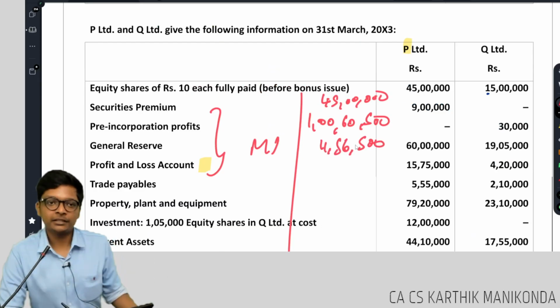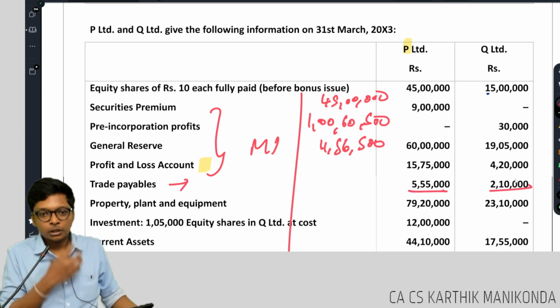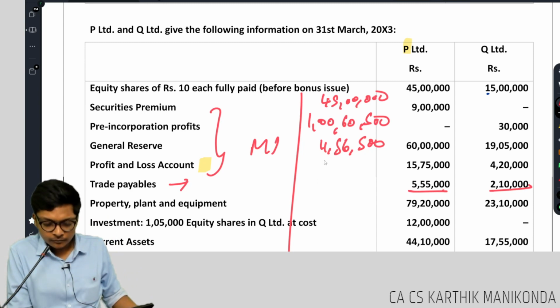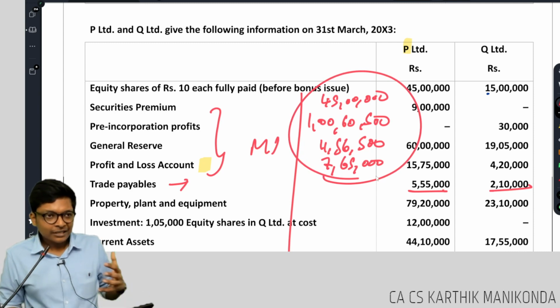Nothing else on the liability side. Oh, trade payables, sorry. Trade payables: 5 lakh 55 plus 2 lakh 10. How much, guys? 7 lakh 65. This is my liabilities side.